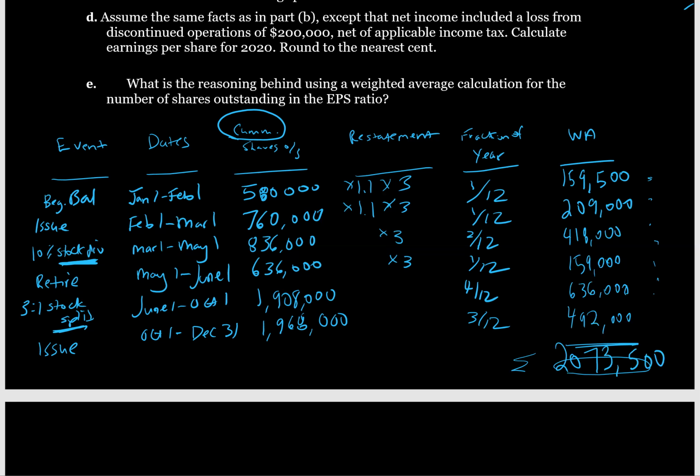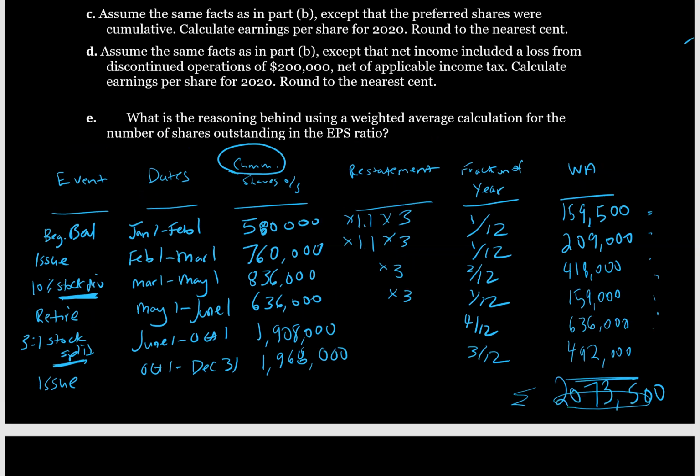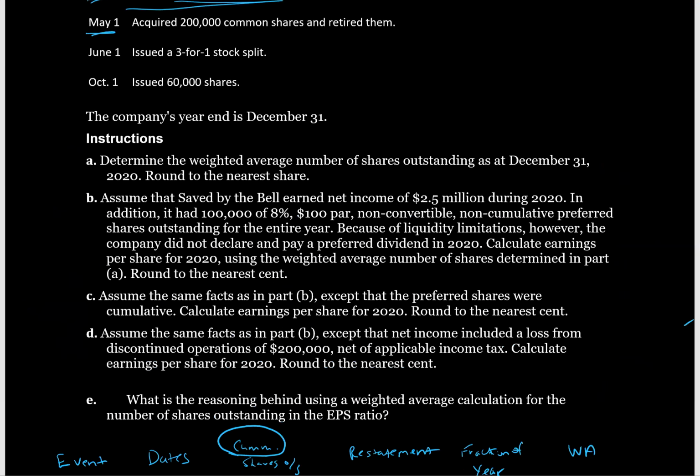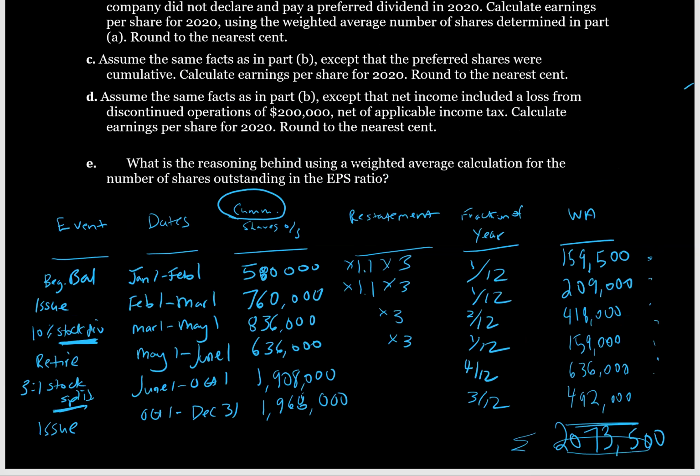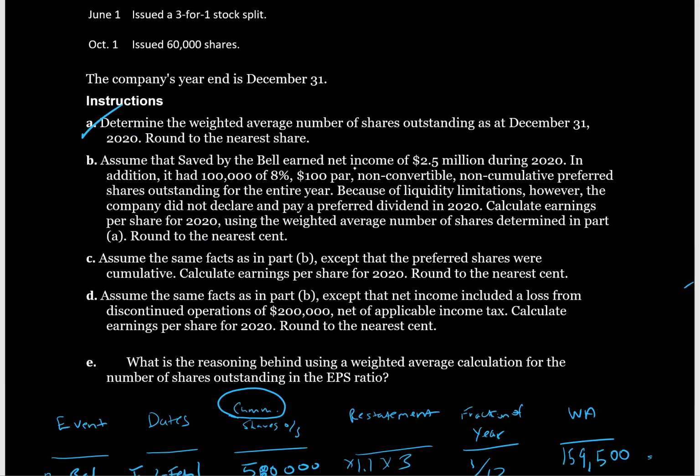So if we sum up all these numbers in this column, our cumulative total is going to be 2,073,500. And that is our weighted average number of shares outstanding. So we had an average of 2,073,500 shares outstanding for the year of 2020. This is 2020, right? Yes, 2020. Okay, so we've completed part A of this question.